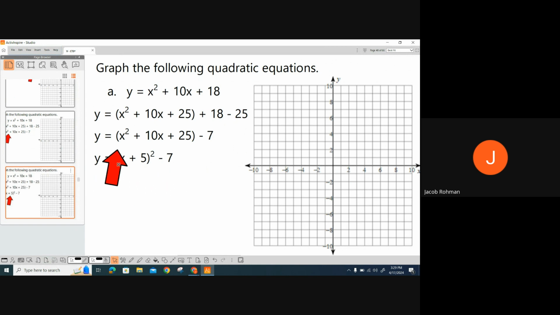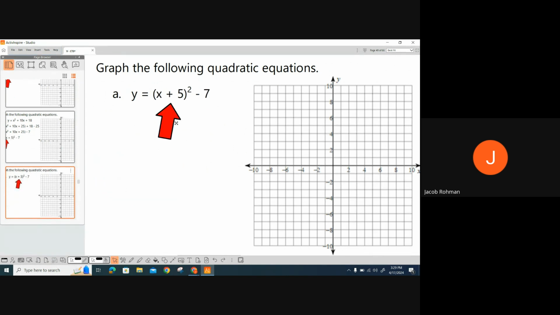Now, this expression is in vertex form of a quadratic. So now we can use this to find the vertex, the A, and we can use that to have our ratio between the dots. So the vertex, we know, is negative 5, negative 7. So that's going to be this blue dot on the graph.